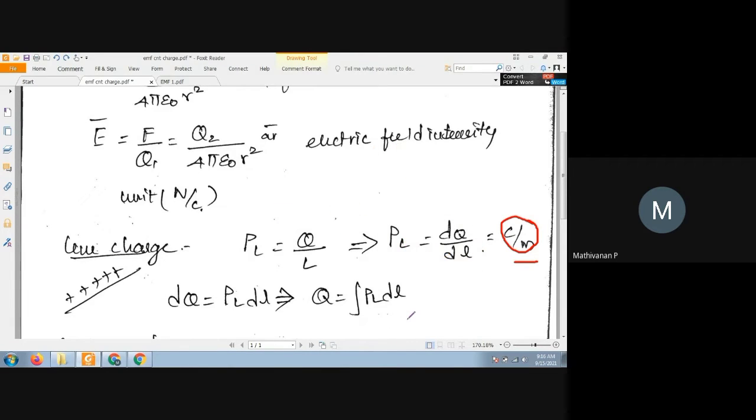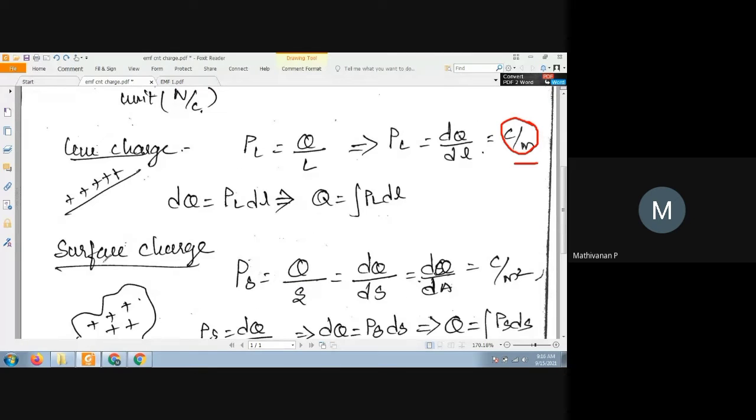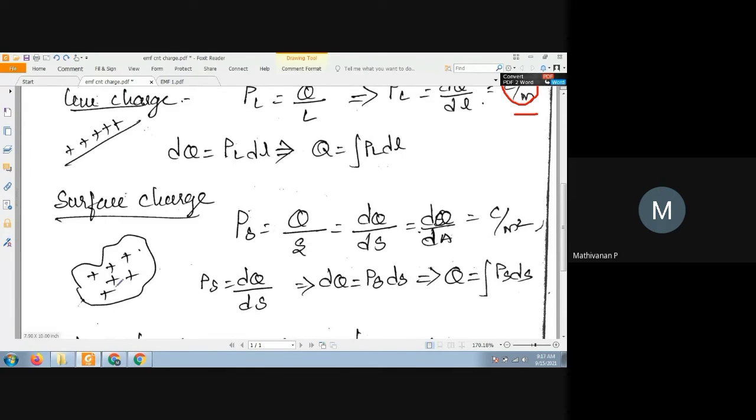Now the next thing we are going to see is the surface charge density. We have a surface over here, and in that surface we have the entire charge. The surface charge density is represented as rho s is equal to Q by S. In most of the books it is represented as S, and in some of the books it is represented as A. Both are the same. Surface directly represents area.